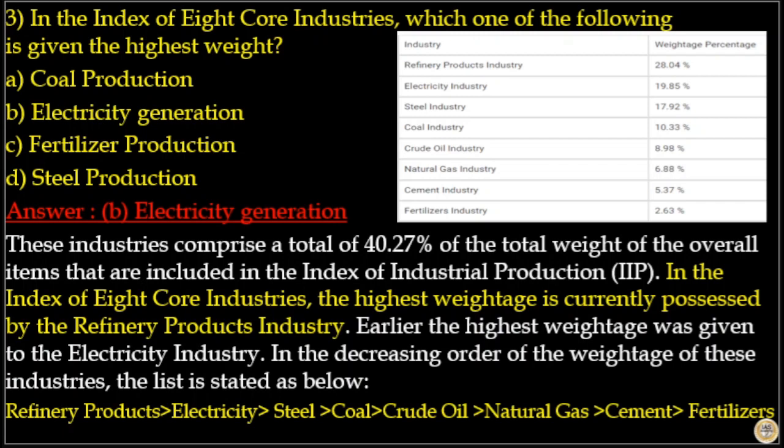In the decreasing order of the weightage of these industries, the list is like, the highest weightage is for refinery products and second highest weightage is for electricity. Then steel, coal, crude oil, natural gas, cement and fertilizer. So your answer to this question is option B.